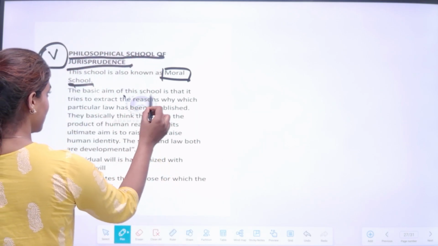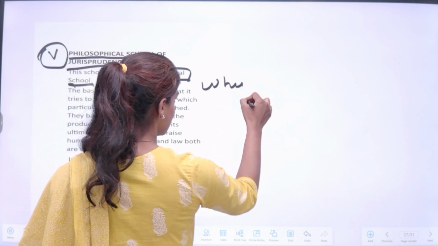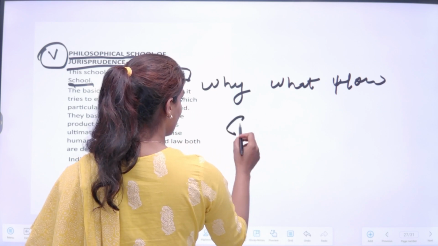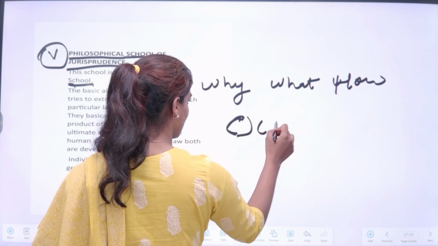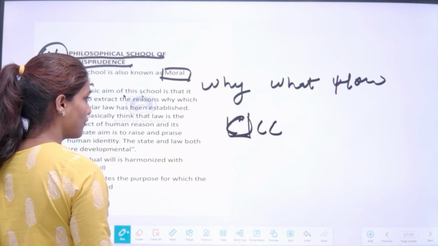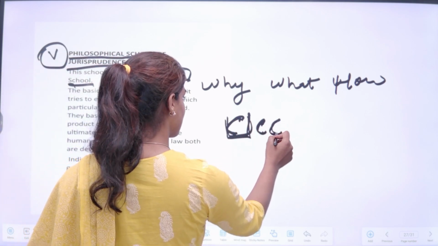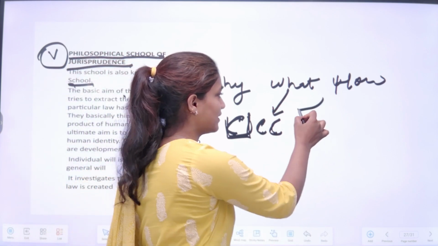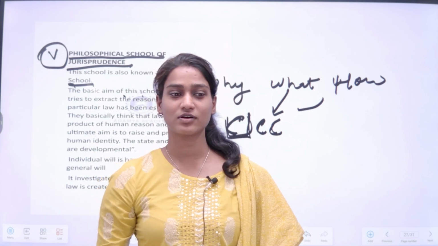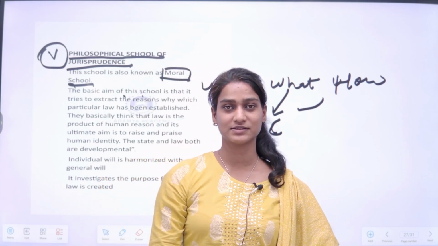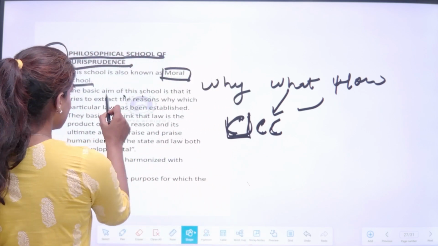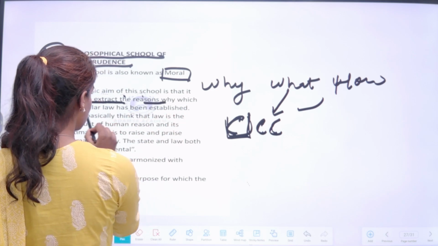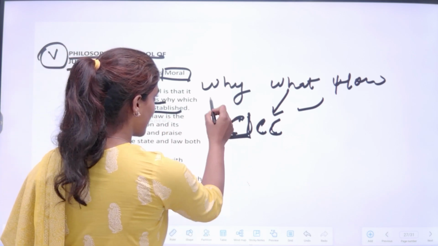The basic aim of this school is that it focuses on why, what, and how. For example, we can look at the Uniform Civil Code. So why the law of Uniform Civil Code has come, what are the legal implications of Uniform Civil Code, and how it will impact the present society is what this philosophical school of jurisprudence studies. The basic aim of this school is that it tries to extract the reasons why a particular law has been established, which I have told you earlier.